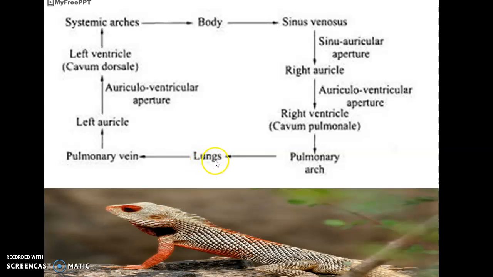And after the purification is over, from the lungs the pulmonary vein originates, and the pulmonary vein will carry the oxygenated blood to the left auricle. And from the left auricle through the left auricular ventricular aperture it enters into the left ventricle, that is cavum dorsale, and from the left ventricle the right systemic arch and the left systemic arch originate, and pass all this oxygenated blood to different parts of the body. So this is the mechanism of circulation of blood, starting from the sinus venosus and again entering into the sinus venosus itself. So this is the circulatory pathway.